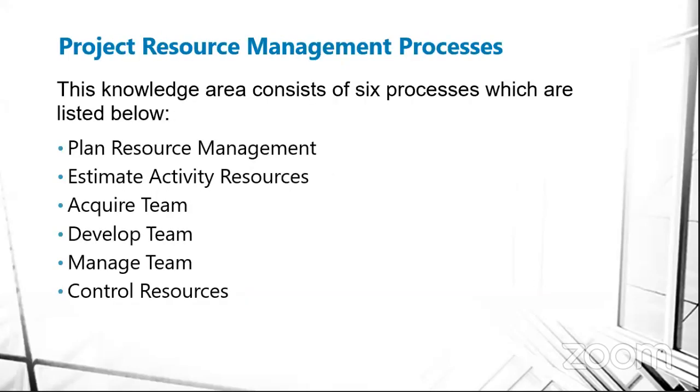Now, project resource management processes. The processes that are involved in project resource management include, step-by-step: plan resource management. That's the first step you take. You're going to plan the resources. Then you're going to estimate the activity resources. You're going to acquire the team that will help you to carry out this project, to ensure that this project is successful. You're going to develop that team. You're going to manage that team, and you're going to control the resources to ensure that every resource is utilized effectively, and there will be no waste along the line.